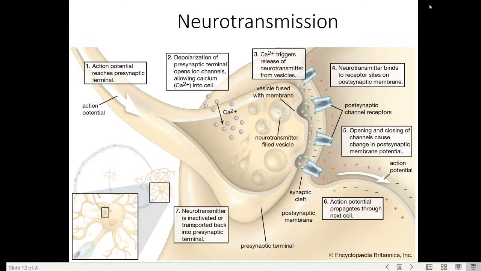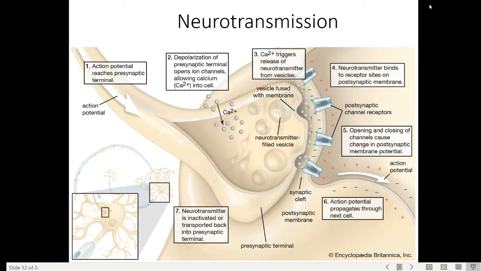This postsynaptic membrane is ready for opening and closing of the channels, which causes the postsynaptic membrane potential. That process is opening and closing. If it is closed on the intracellular side, the extracellular membrane is ready to receive the signals from the presynaptic cell. After this step, the action potential propagates through to the next cell.